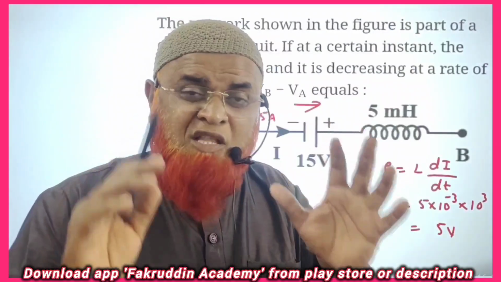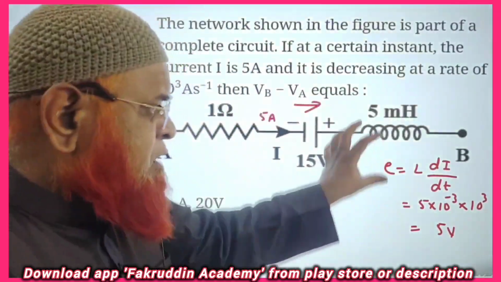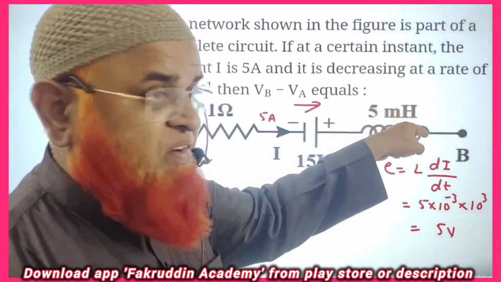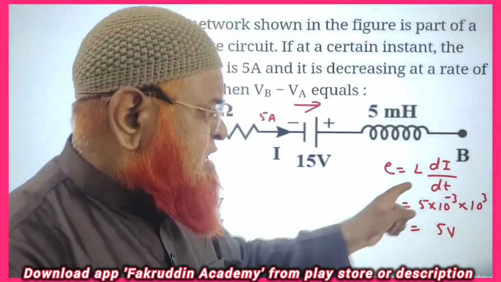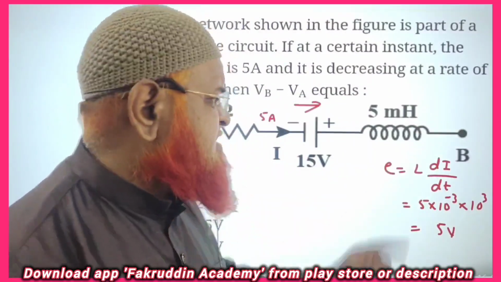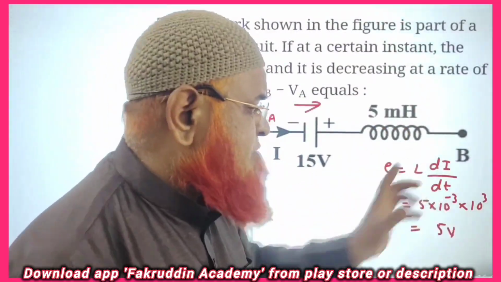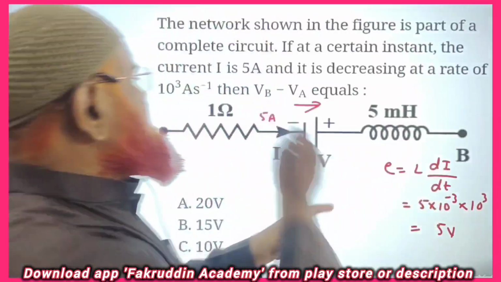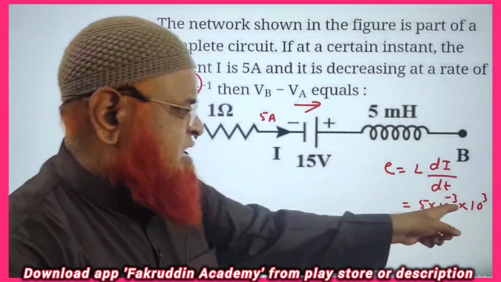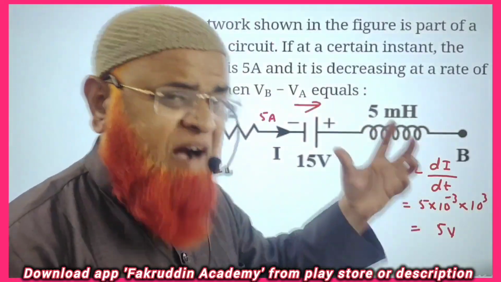My dear students, let us solve the problem of electromagnetic induction in which there is an inductor of 5 millihenries. What is the EMF here? You know the formula is L di by dt. Inductor is 5 into 10 power minus 3 and di by dt is given as 10 power 3. So EMF at this place will be 5 volts.